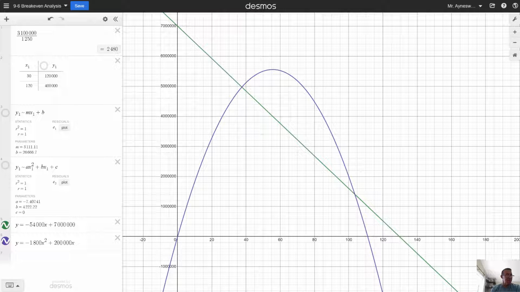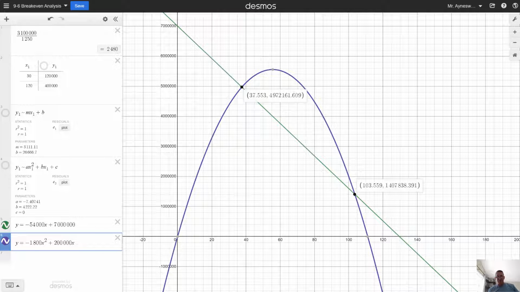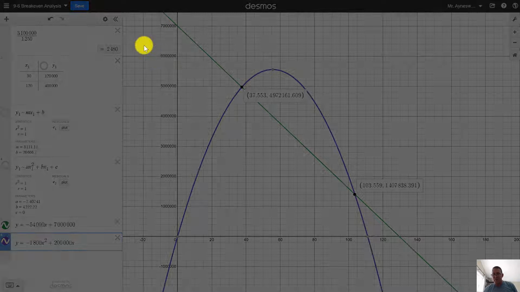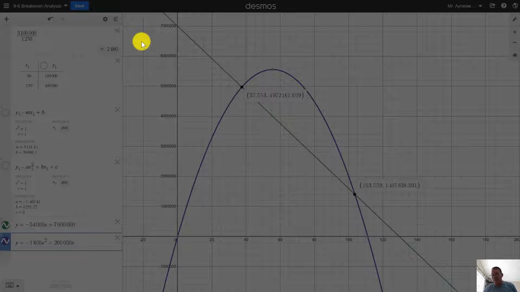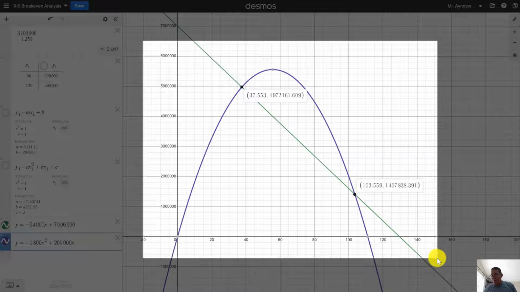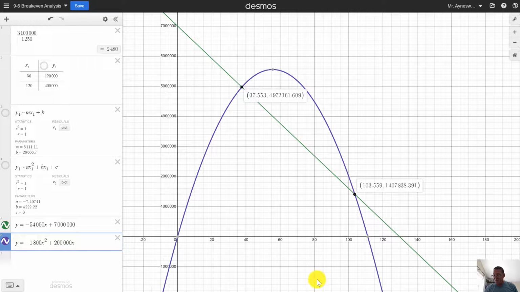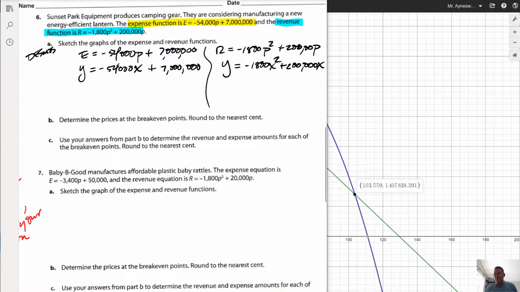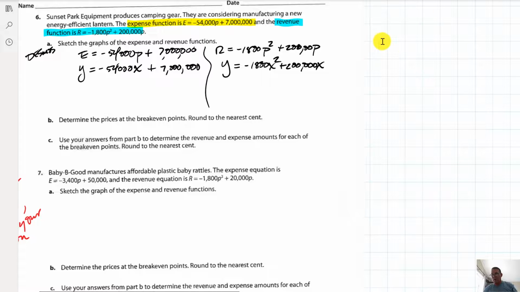Now this problem here is determining the prices at the break-even points, and we have two. Okay, one here and one here. And that's all it asks. So let's go ahead and screenshot this and bring this in, and we can annotate and answer all the questions. It's that simple, actually. Okay, well, this one, that is. Okay, so let's go back to our lesson. All right, and let's annotate our graph.